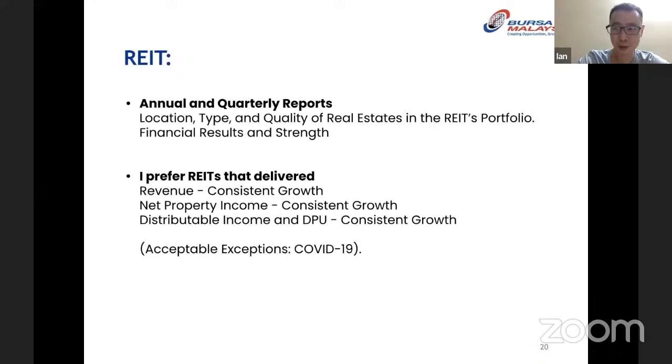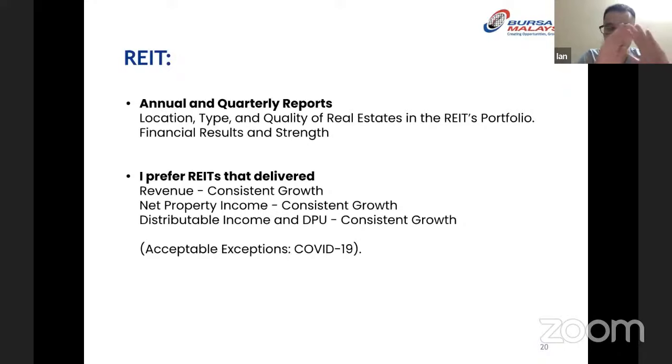Well, the best way to do homework is to use the Bursa Malaysia website. From the Bursa Malaysia website, you can download both the annual report and the quarterly reports of all these REITs. The annual report will tell you exactly what properties they own, the location of all of these properties, the type of these properties, and the quality of these properties in their portfolio. All this information is readily available in the annual reports of these REITs, and all these annual reports can be downloaded at the Bursa Malaysia website. Please do visit the website, very important.